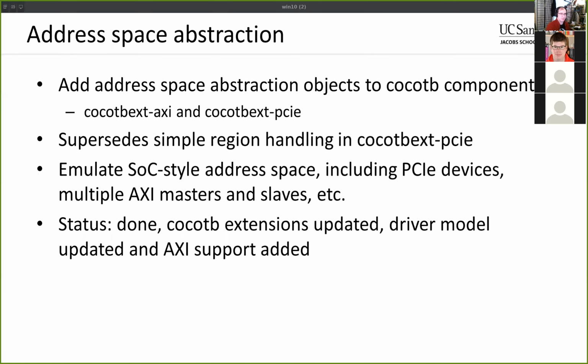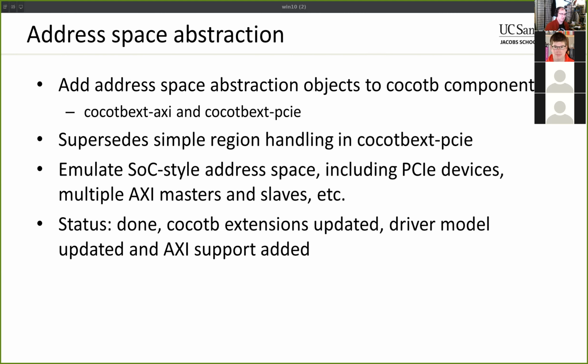So anyway, quick recap on the address space abstraction. We've added the address space abstraction objects to the CocoaDB components, both AXI and PCIe. This basically supersedes the basic region handling in CocoaDB PCIe and provides a more general setup that can be used for many different extensions and components. The idea is to emulate SoC-style address space, where you can have multiple components that talk to each other through this abstraction. And at this point, it's done.